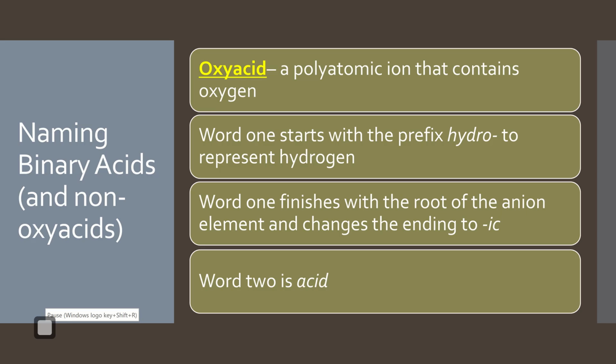But first, what is an oxy acid? You'll see this later as well. An oxy acid is one where you have a polyatomic that has oxygen in it. So we're not going to have any polyatomics in these except for one exception. Most of these are hydrogen and an element off the periodic table.